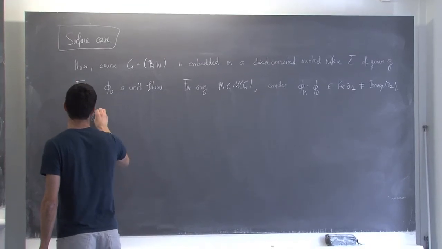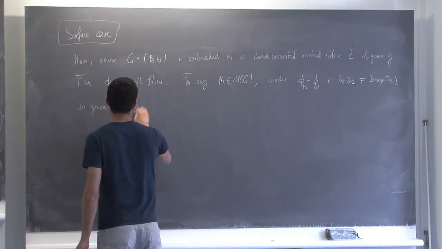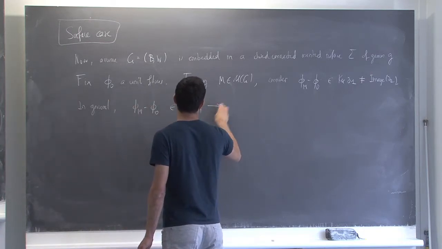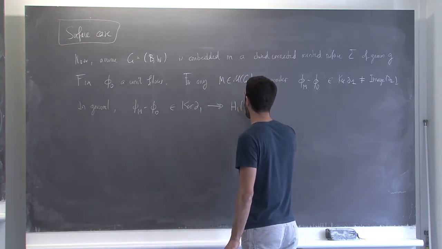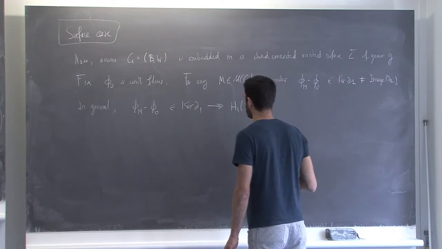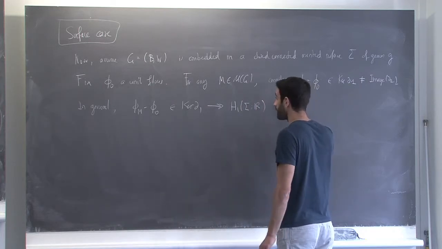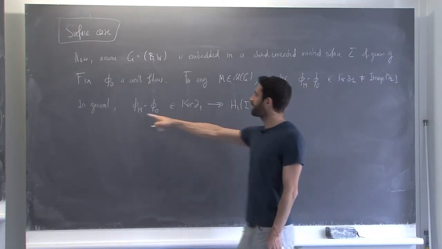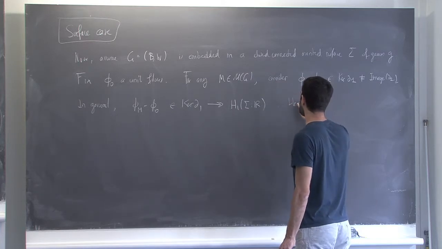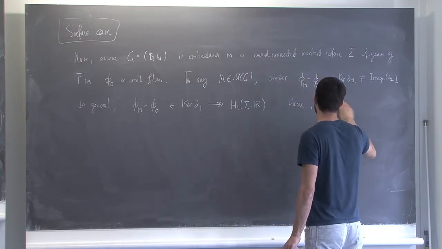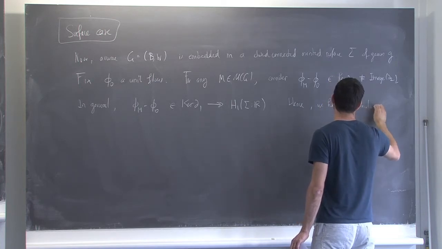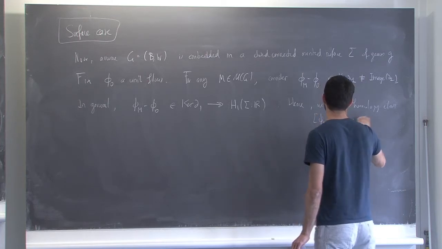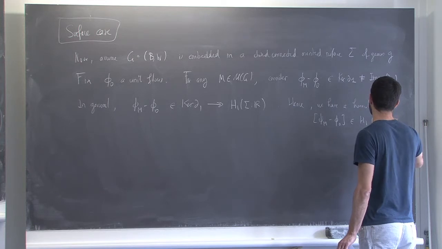In general, phi m minus phi 0 belongs to the kernel of delta 1, which surjects onto h1 of the surface with real coefficients, which is of rank 2g. So it means that this cycle defines a homology class. Hence, we have a homology class of phi m minus phi 0 in this.